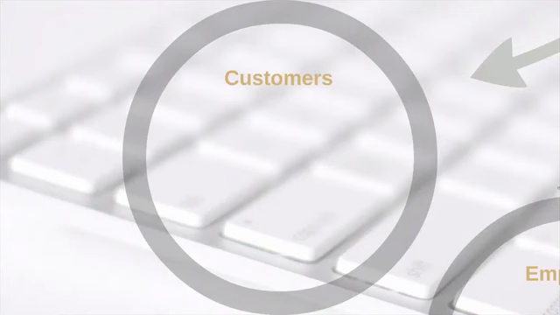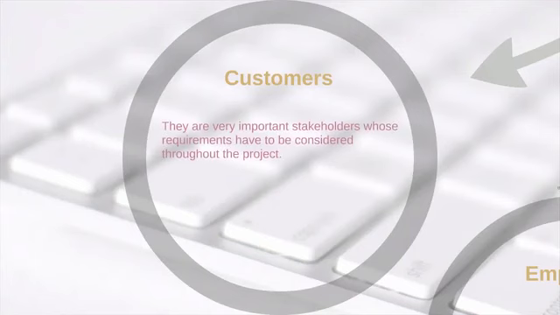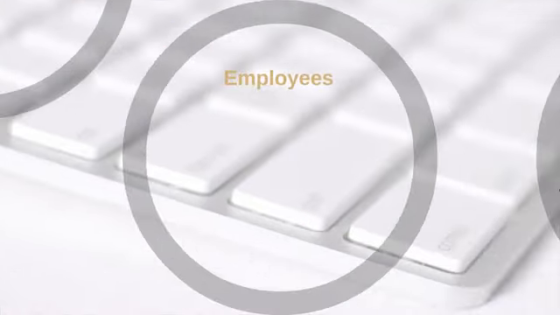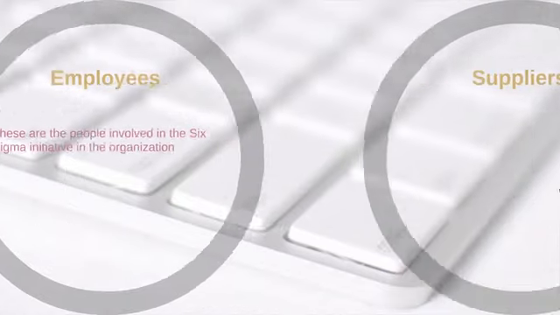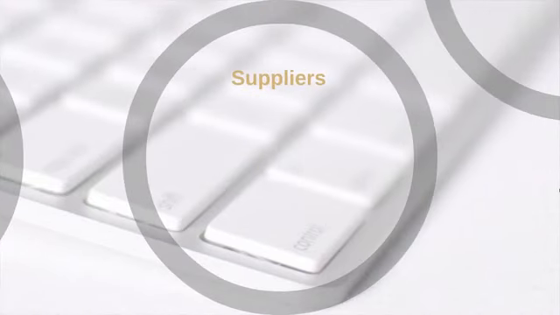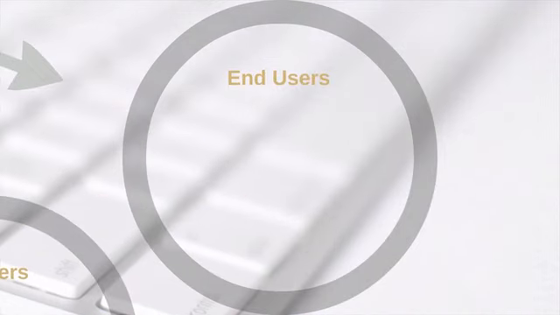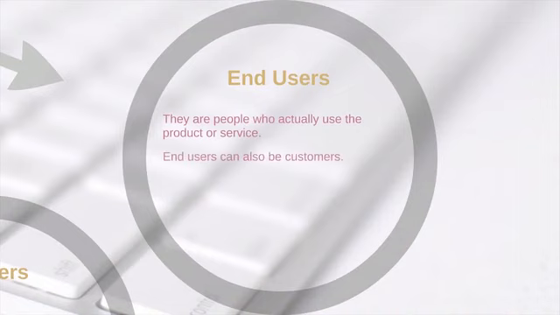The first stakeholder is the customer. Customers are very important stakeholders whose requirements have to be considered throughout the project cycle. Then come the employees. These are the people involved in the Six Sigma initiative in the organization. Next are the suppliers. They are people who provide inputs to the process. Finally, we have the end users. They are people who actually use the product or service. End users can also be customers.